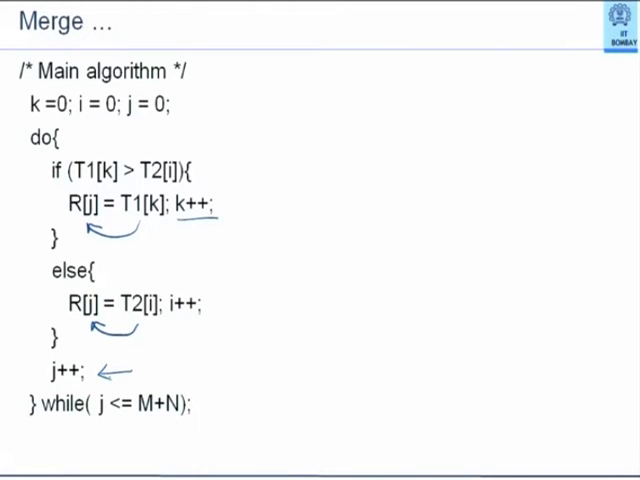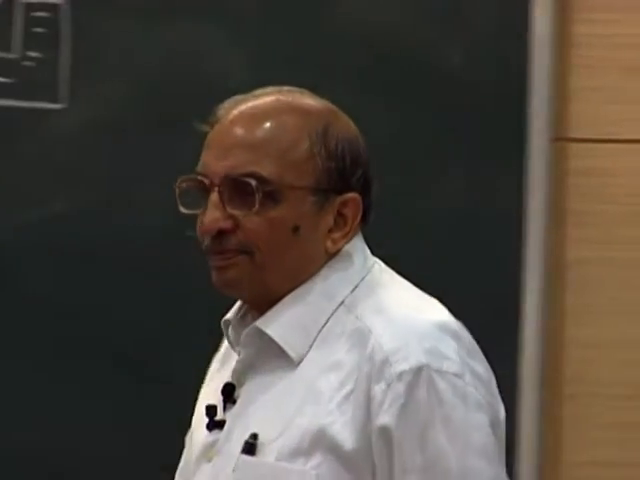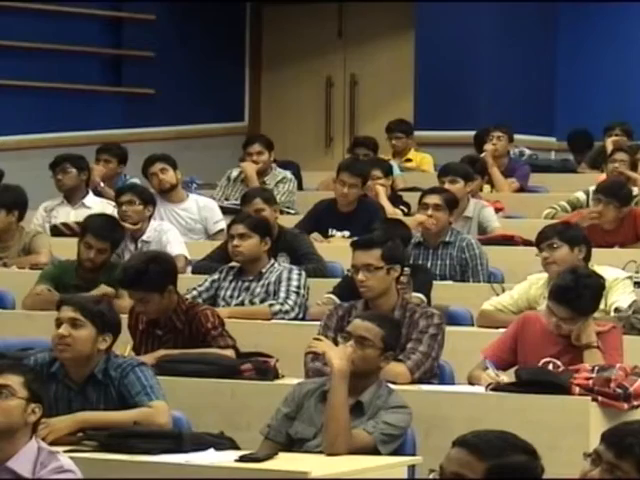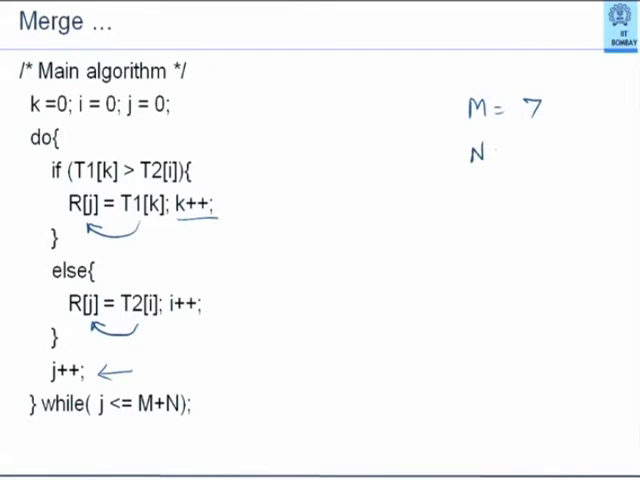Is this correct? The final condition? I claim that the result array will have an extra value. Yes or no? And if yes, what will be that value? Let us take m as equal to 7, n as equal to 3. So totally how many elements should be there in the result array?